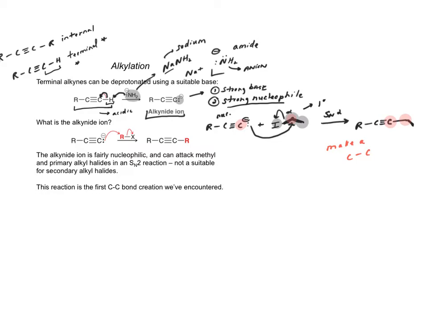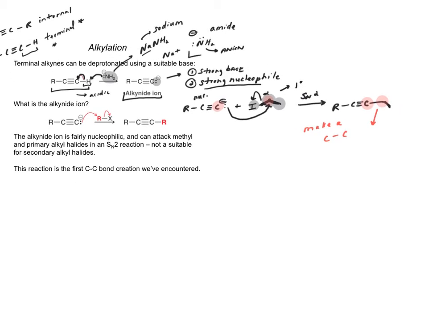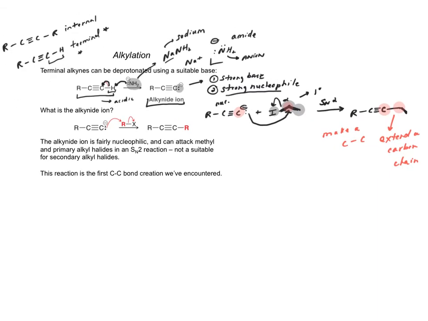Essentially, before this, we've only been able to say, okay, I've got a molecule, I can move a pi bond, or I can move the position of a functional group. But if we can make carbon-carbon bonds, this is going to allow us to extend a carbon chain. So we can now add on carbons to a molecule.